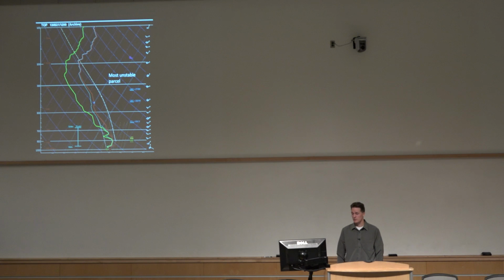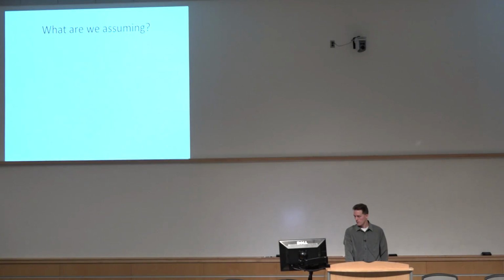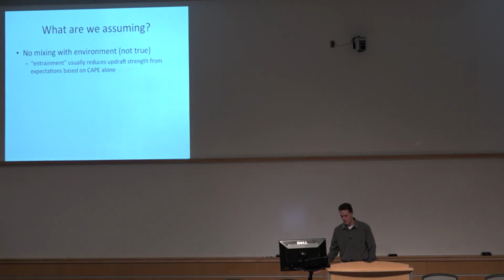In this case, using the surface parcel is not going to tell you much, but if you're looking for elevated thunderstorm development, the most unstable parcel gives you a completely different answer. Okay, now this is just like QG theory and everything else. We're making a bunch of assumptions. We're assuming that there's no mixing of air from the lifted parcel with the environment. That's what we call entrainment.